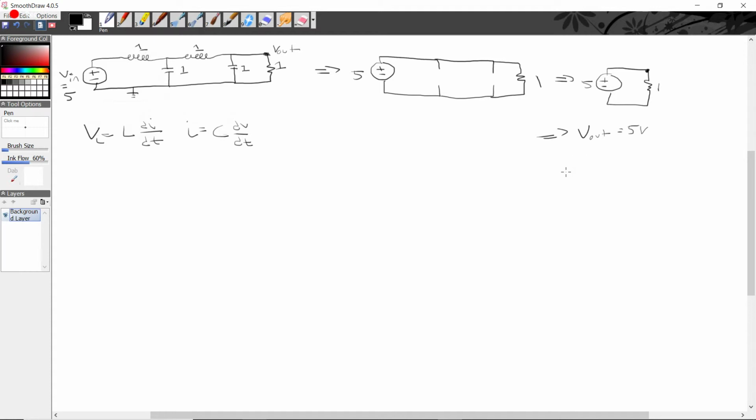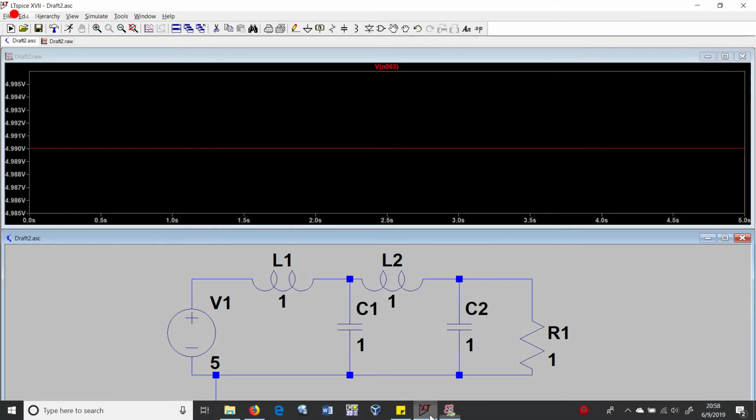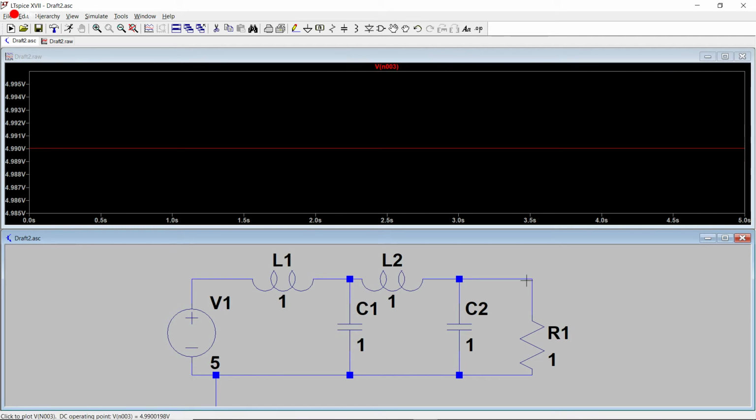Now, I also modeled this circuit in SPICE to show you why the method I did is both good and bad. So let me bring up the diagram. And as you can see here, I'm measuring the voltage here. And so we have our 5 volt source, all our 1 Henry inductors and 1 farad capacitors, and our 1 ohm resistor. But as you can see here, we are not measuring 5 volts. We are measuring very close to 5 volts, but not exactly.